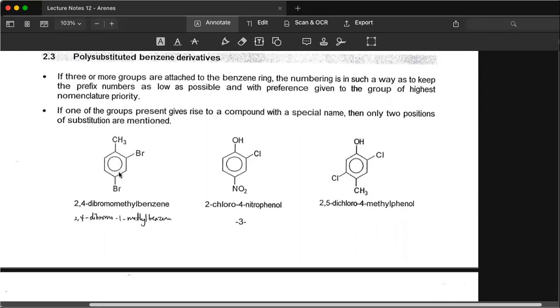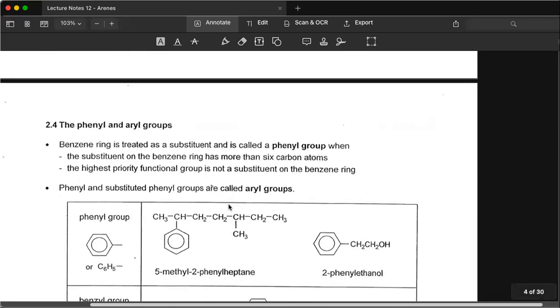Now, for example, we have 2,4-dibromomethylbenzene or 2,4-dibromo-1-methylbenzene, 2-chloro-4-nitrophenol. So this hydroxyl attached to the benzene ring is of the highest priority. Here, the highest priority will go to the OH. So it's 2,5-dichloro-4-methyl. In alphabetical order, chloro comes first, phenol.